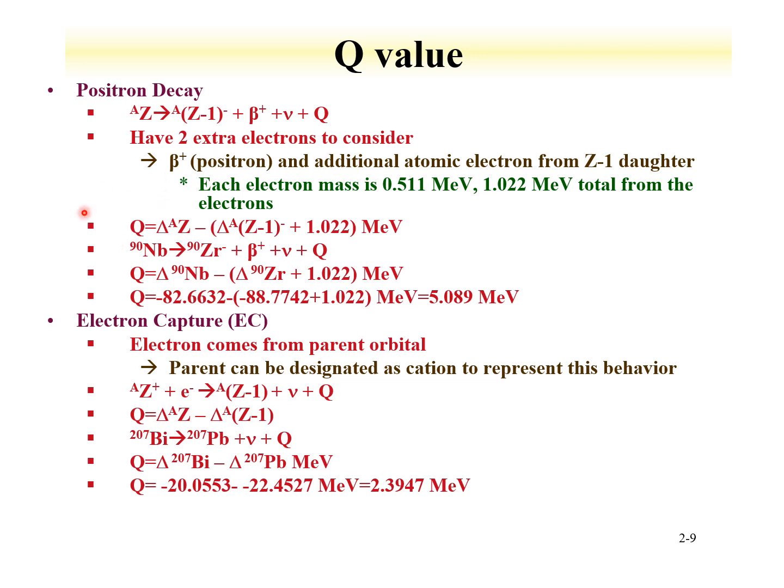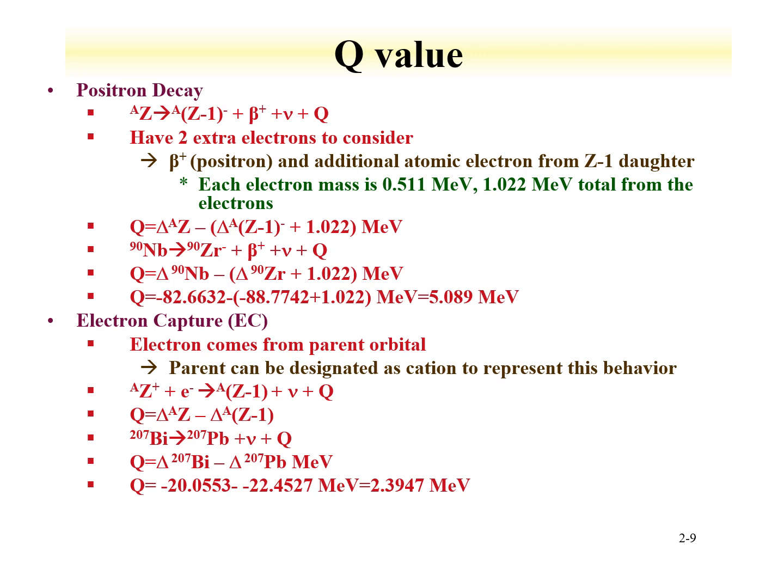So we look at a Q value. It's equal to the mass of the parent minus the mass of the daughter, plus this 1.022 MeV, which accounts for the 2 extra electrons. So let's consider a decay. Niobium-90 decays to zirconium-90. A positron is emitted. So we look up the mass excesses for niobium-90, zirconium-90. We know that the mass of the electrons are listed here. We get a value of 5.089 MeV.